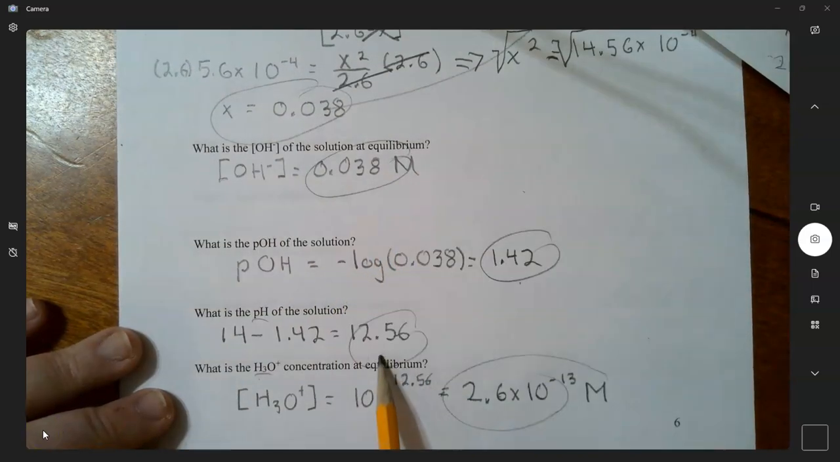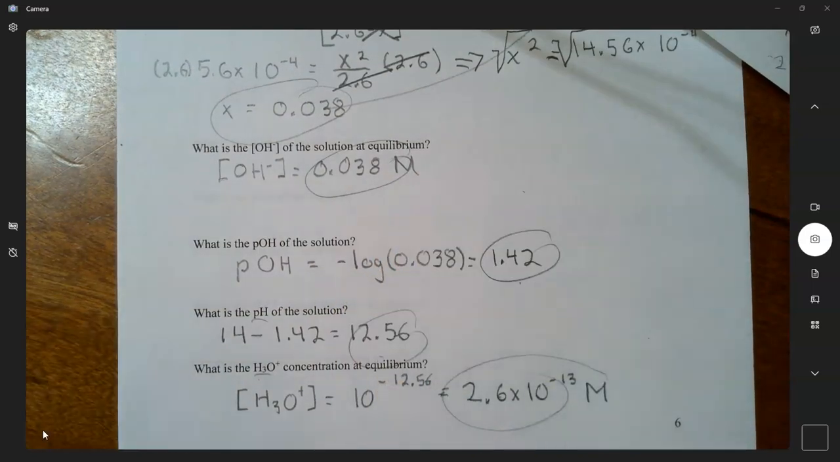A very high number for pH. That means it's way up in the basic range, very close to a strong base, maybe not quite. So that is the answer to that.